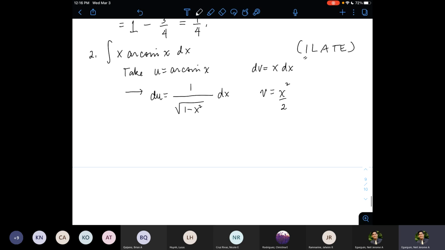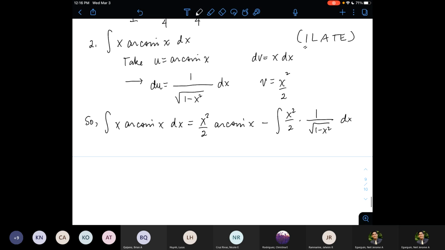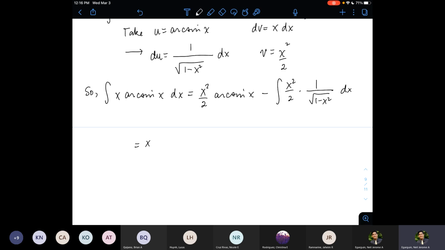Now, using IBP, the integral of x arcsine x dx will be uv, so that's x squared over 2 arcsine of x minus integral of v du. So x squared over 2 times 1 over root of 1 minus x squared dx. Okay, so we'll have x squared over 2 arcsine x minus 1/2 integral of x squared over root of 1 minus x squared dx.